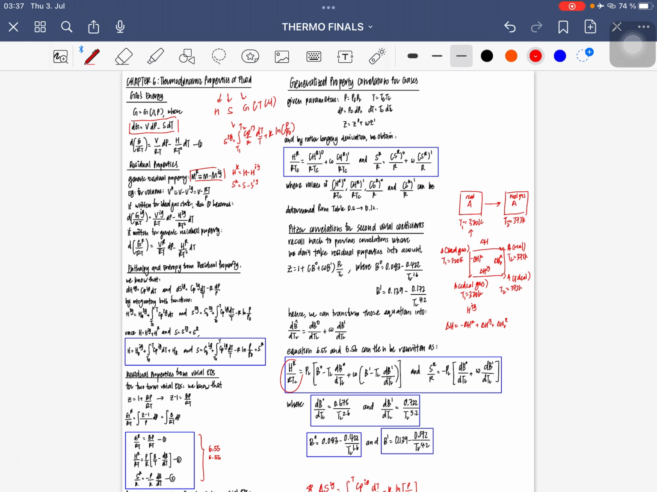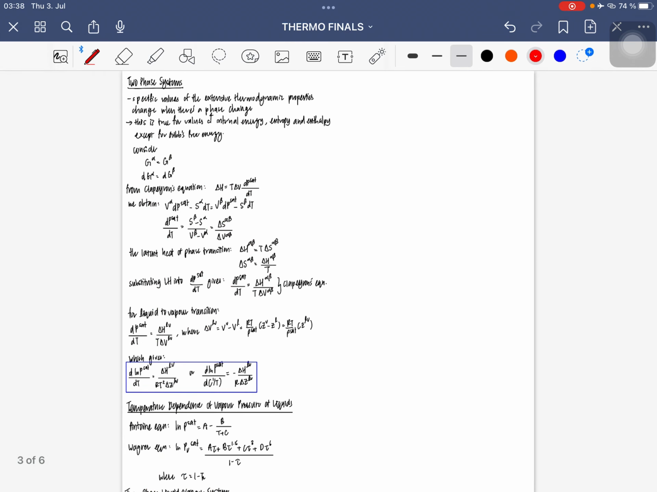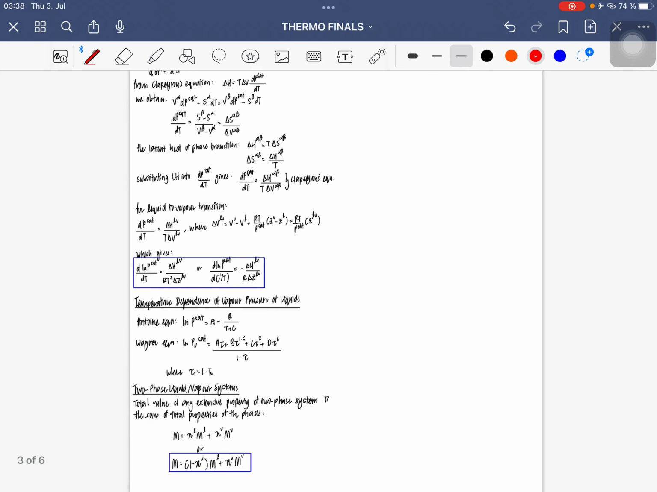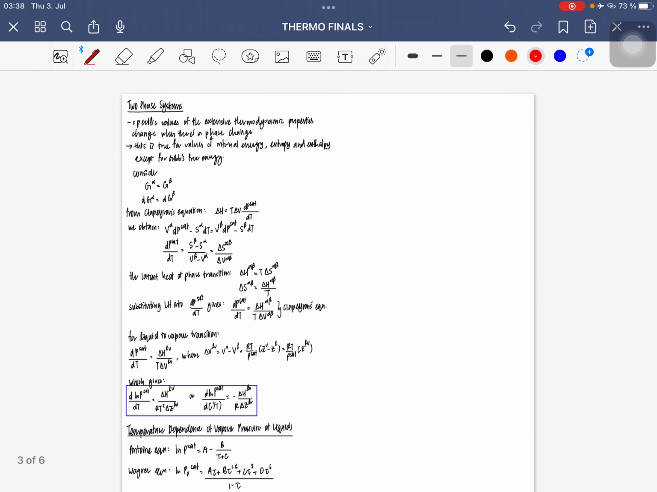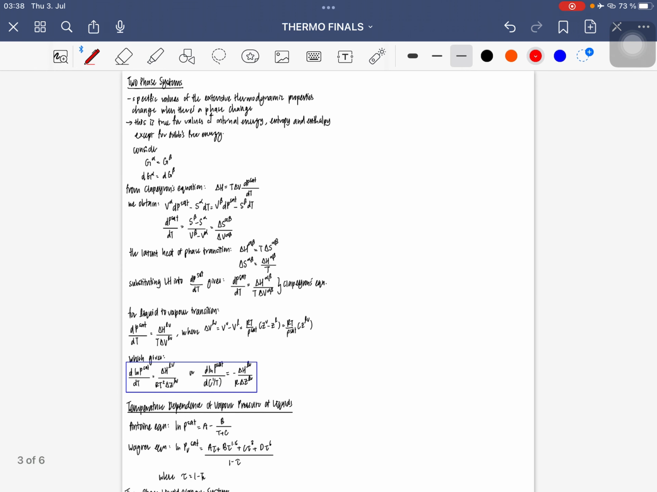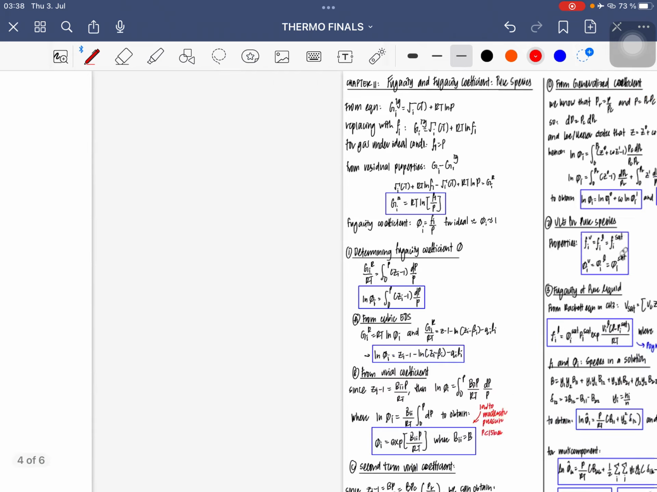Just bookmark your textbook. I can't remember what pages it is, so you kind of have to go through and then bookmark the formula. But these are just the essence of residual properties. Okay, now let's move on to the next topic. No, I don't think this is really important, so we can just skip it.